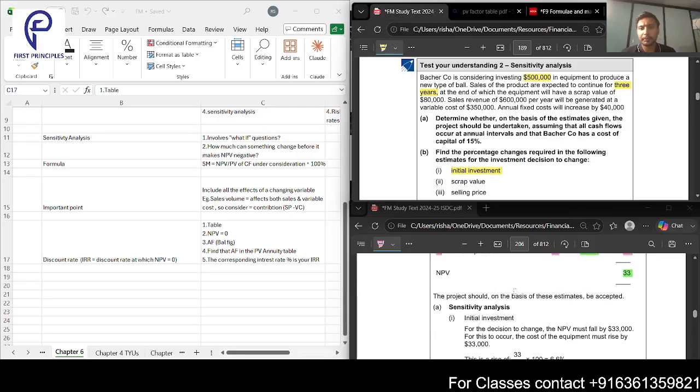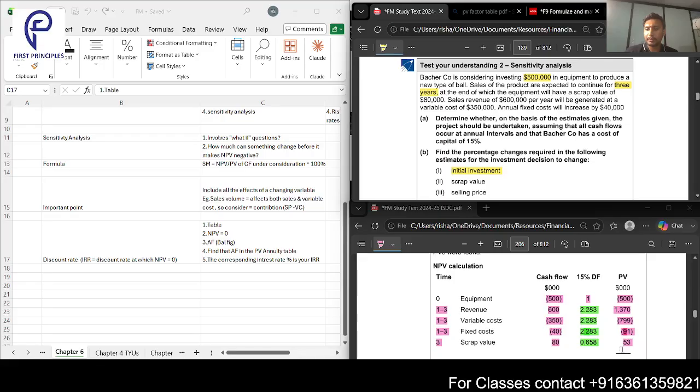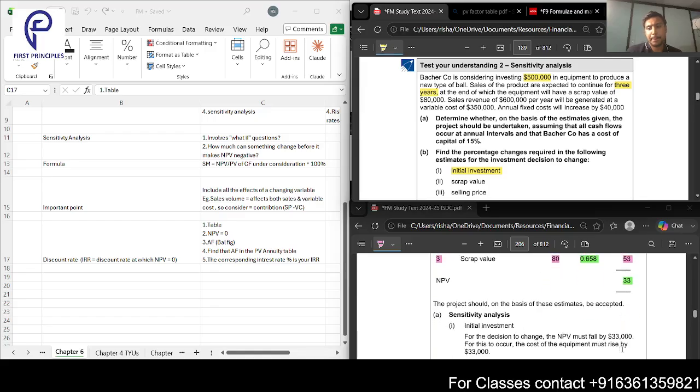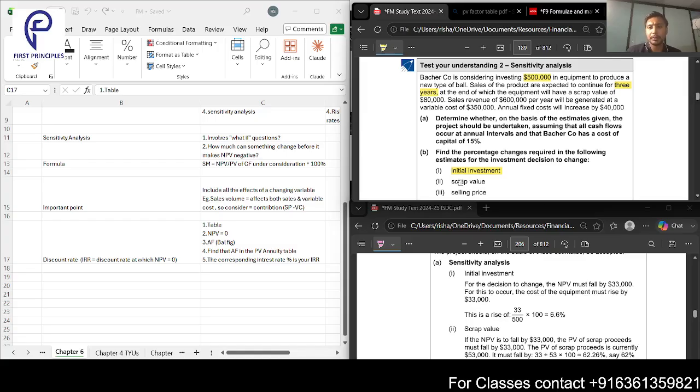Okay, 6.6%. Perfect. Let's go for scrap value now. So Shruti, let's try for scrap value. How will we go for scrap value? Here we have the present value of scrap value. Here we have the NPV. Quickly calculate. Tell me, what's the answer? Okay, 62%. Very good. Next, we look into selling price.